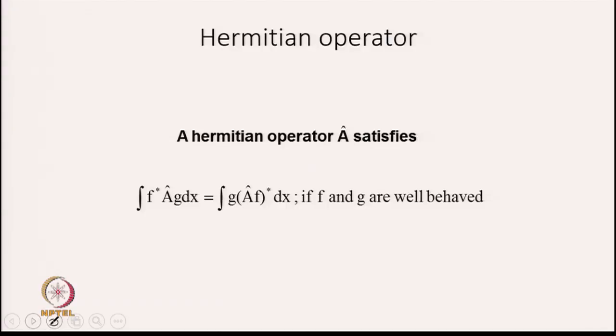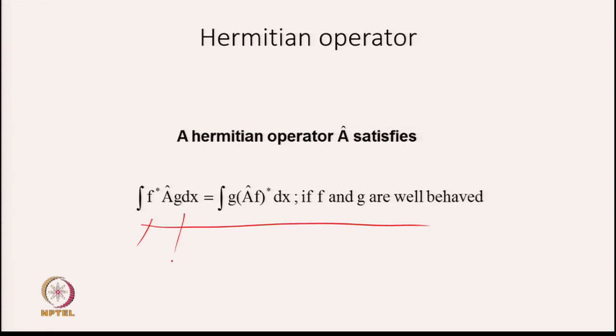Now, after linear operator, we will go to Hermitian operator. What do we mean by a Hermitian operator? A Hermitian operator, suppose A is a Hermitian operator, it must satisfy this condition. So, now you have two functions f and g.